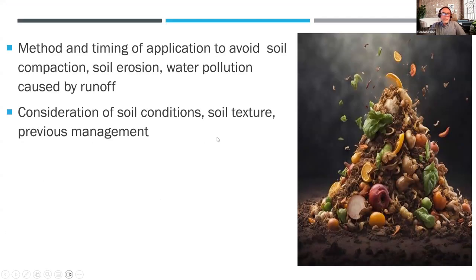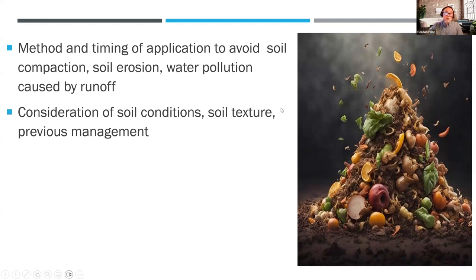Just to end this off, thinking about soil amendments and how we manage them, the method and timing of application of managing those materials is important to avoid soil compaction and to avoid soil erosion. So that's that timing. To avoid water pollution, that may be a function of timing and the rate, and how you determine the rate of your amendments. But considering the whole system, as most producers do, you consider the environmental conditions. Is it raining? Is it dry?